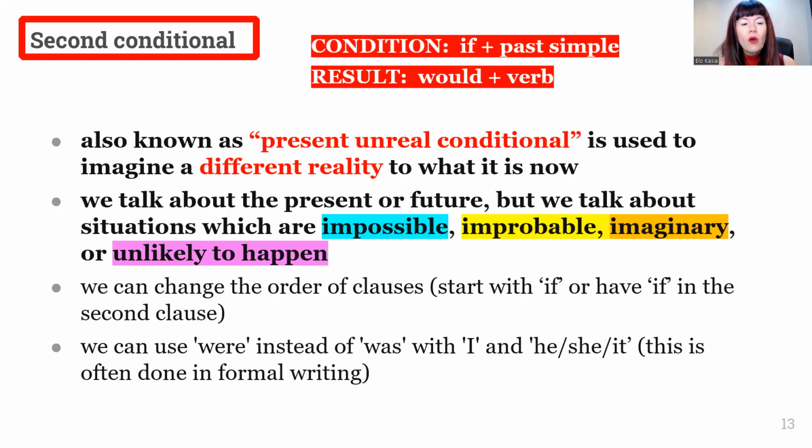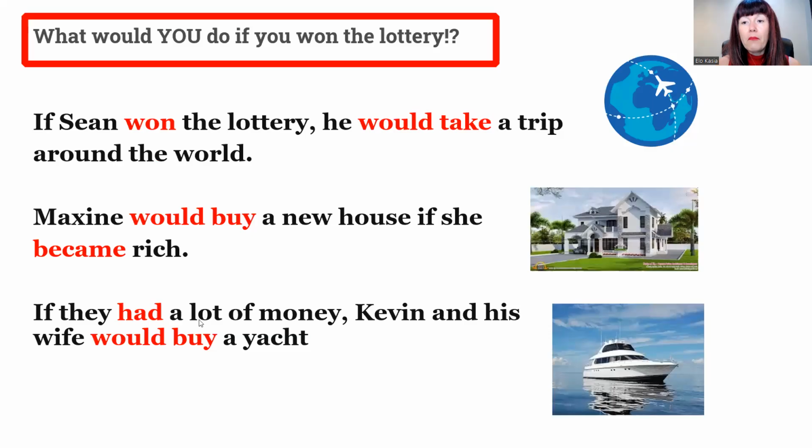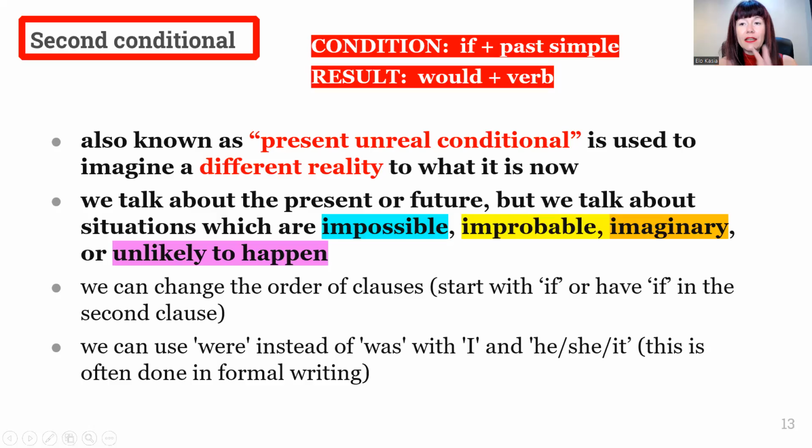Now, these sentences, conditional sentences, are made up of 2 clauses, 2 parts. So first of all, we have a condition, and then we have a result. So in the condition, we have if, and if you look at the sentences back here, past tense: if Sean won, if they had. So we use past simple. And then in the second part of our sentence, we use would plus a verb.